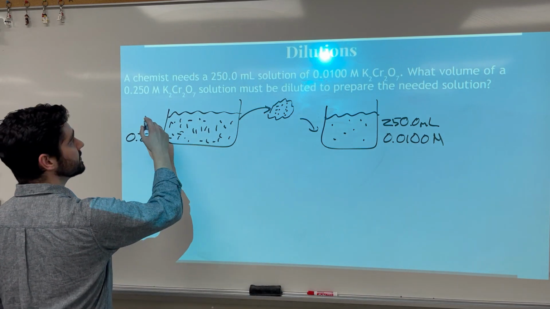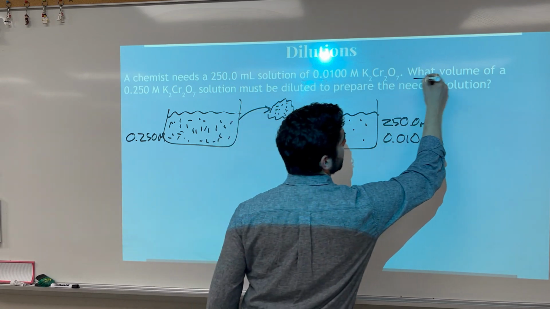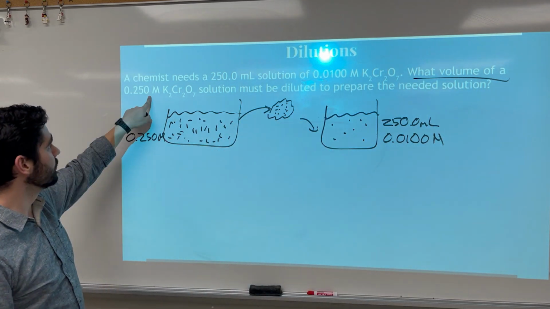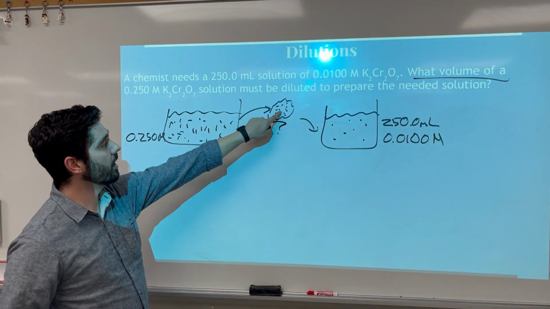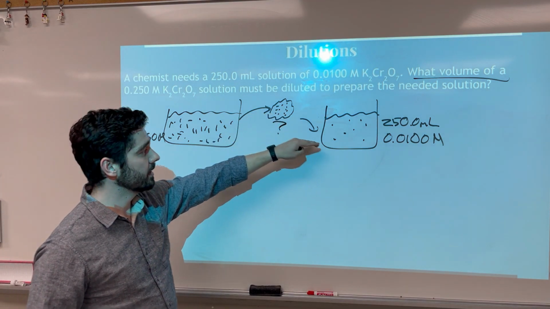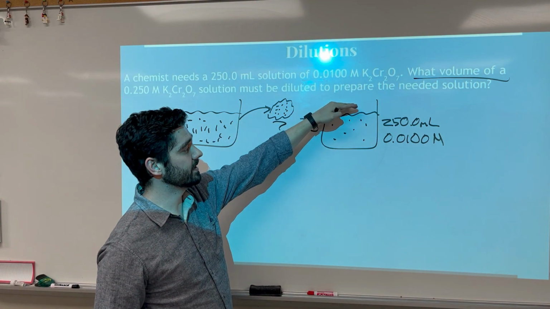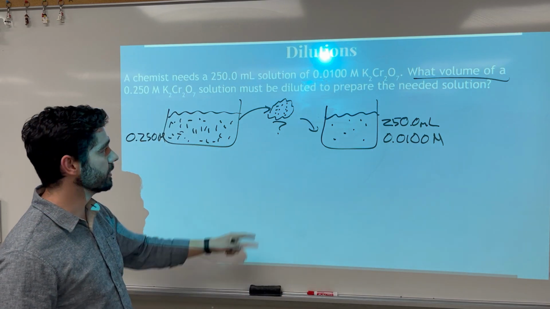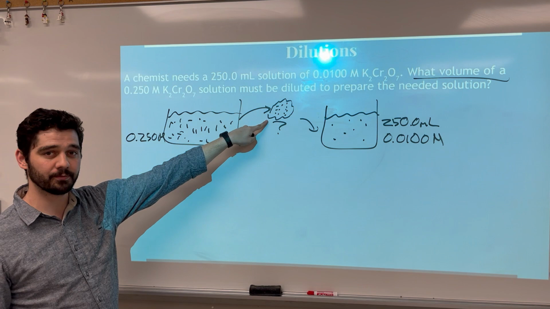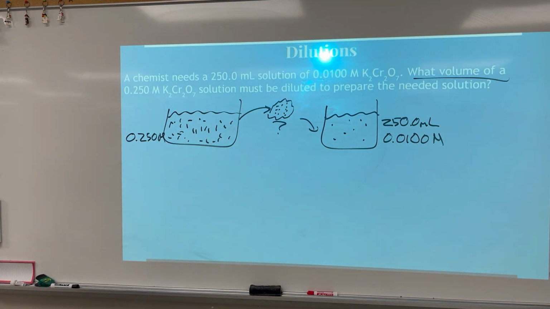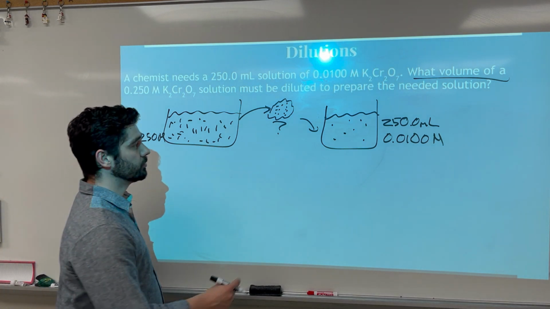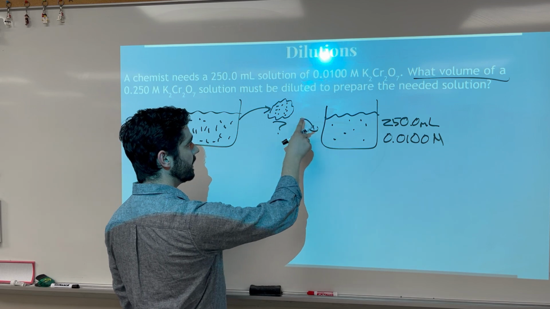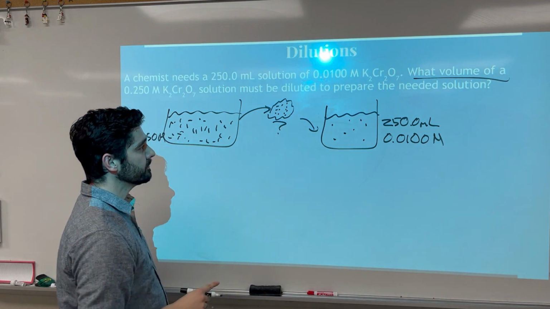So the question is, what volume of this solution, how much of this do I need to start with so that when I water it down, I end at my target concentration? Okay, so we're trying to figure out the volume of this sample that I'm gonna pour out. So there's something we need to consider between this solution and this sample, okay?